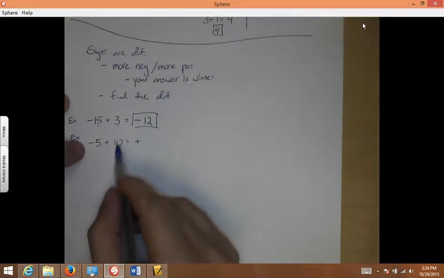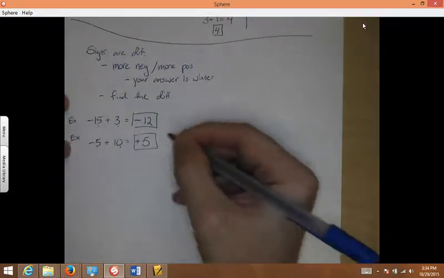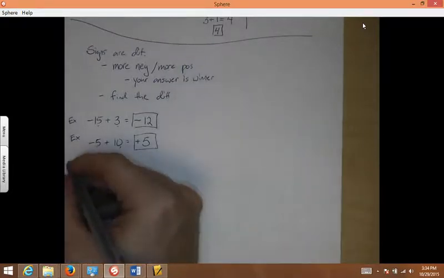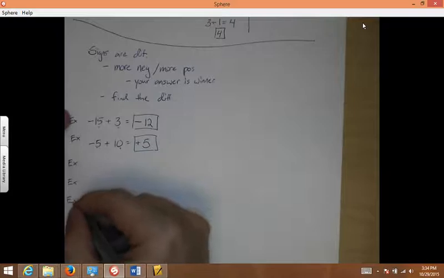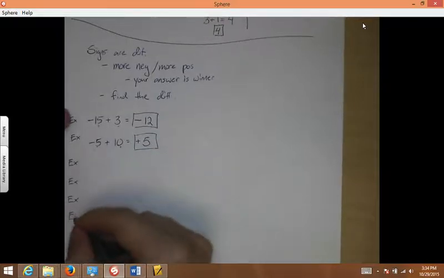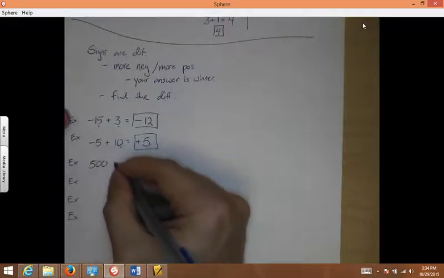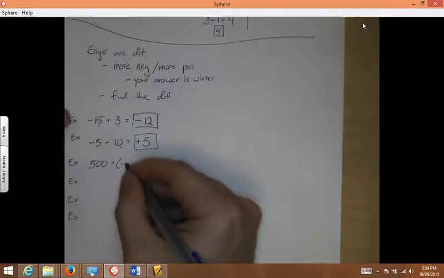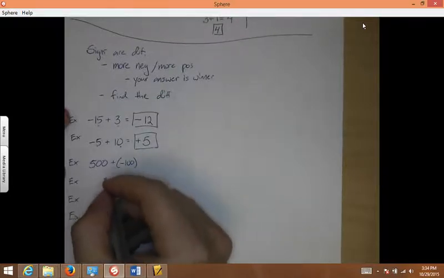So now the difference between 10 and 5, well, 10 minus 5 is 5. The answer is positive 5. Yay. So let's do a whole bunch more. Set up some problems and just talk ourselves right through it. Let's do 500 plus negative 100. I had somebody who was scared about that problem earlier, so I put that on there for you.